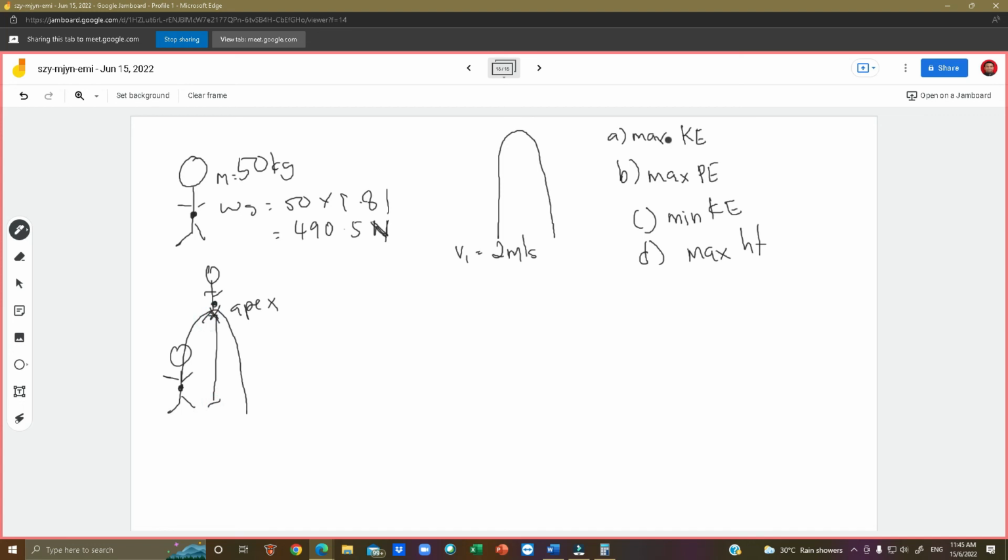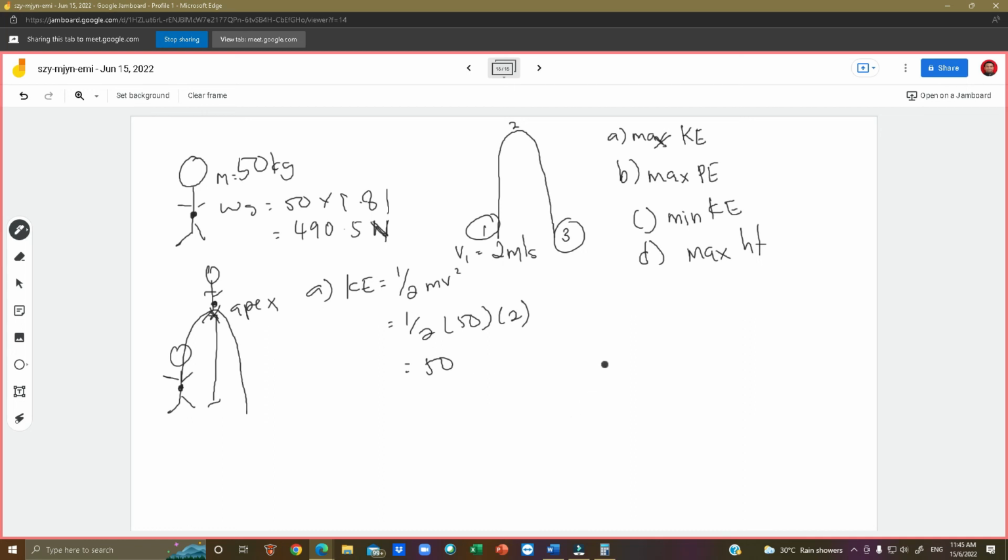Right. So first one, what is maximum KE? Dekat mana maximum? Dekat 1 ke, dekat 2 ke, dekat 3? 1 dengan 3 lah kan? At the bottom. Okay. So maximum KE. A. KE equals to half mv square equals to half. Mass is 50. V is 2. 50 times 200 times half. 50. Okay. So maximum KE dia 50.